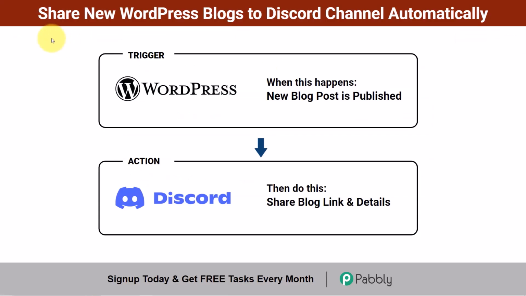In this video, I'll show you how to share new WordPress blogs to Discord channel automatically. So the idea here is, as soon as any blog is published on your WordPress website, we are going to automatically share the same blog post with link and other details in our Discord channel without doing anything manually.